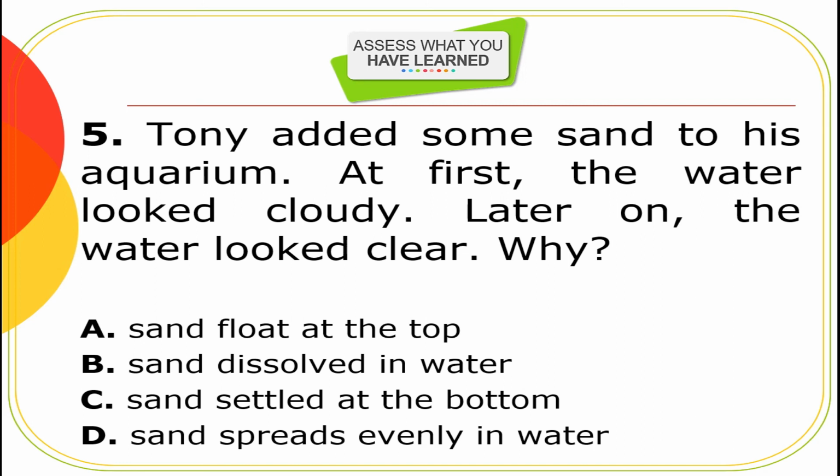Number 5. Tony added some sand to his aquarium. At first, the water looked cloudy. Later on, the water looked clear. Why? A. Sand floats at the top. B. Sand dissolved in water. C. Sand settled at the bottom. D. Sand spreads evenly in water.